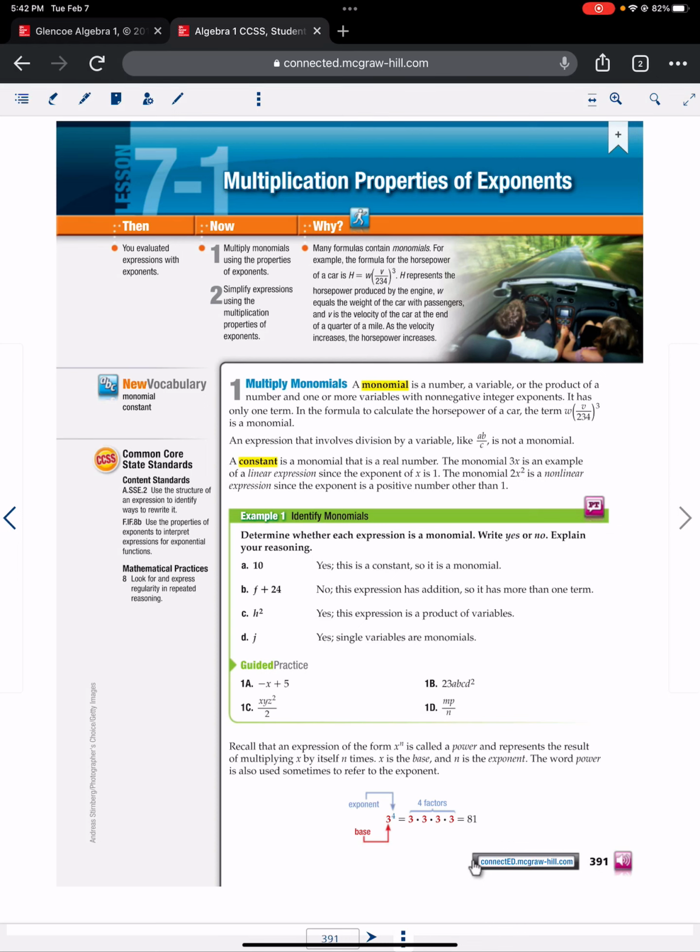Okay, quick lesson here, very quick lesson. 7-1, multiplication properties of exponents. What we're doing today is we're going to deal with exponents a lot.